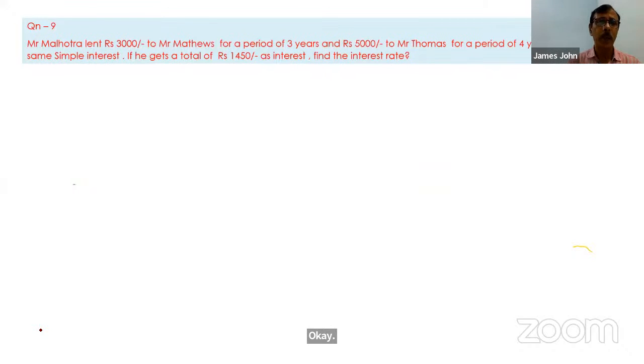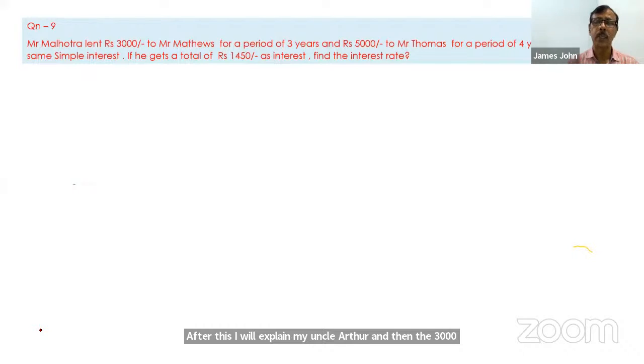After this, I'll explain. Malhotra lent 3,000 to Matthews for a period of 3 years and 5,000 to Thomas for a period of 4 years at simple interest. If he gets a total of 1,450 as interest, find the interest rate. Very simple question, but a bit confusing.